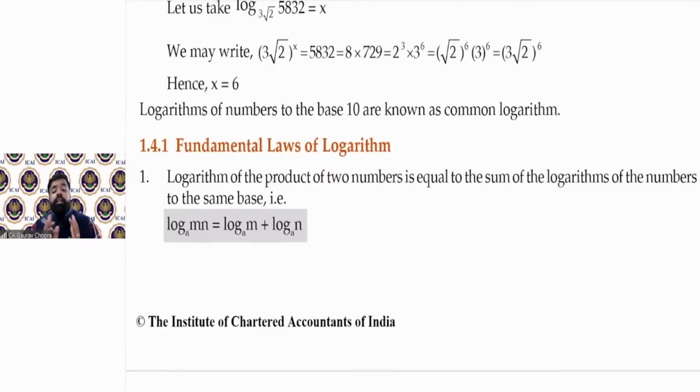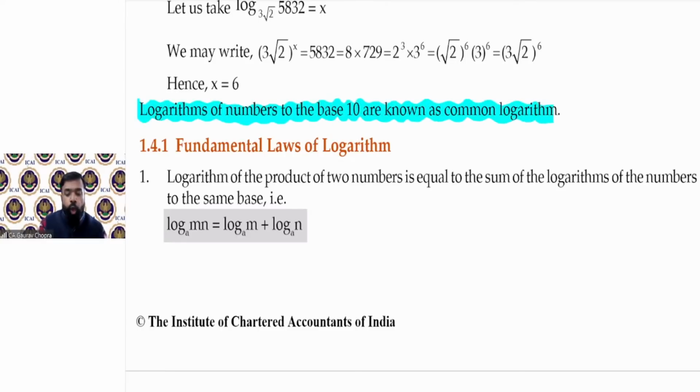Now, if nothing is written in the base, then by default, we assume 10 as the common base. So logarithms of numbers to the base 10 are known as common logarithm. So when nothing is written, we use 10, and base 10 is known as common logarithm.